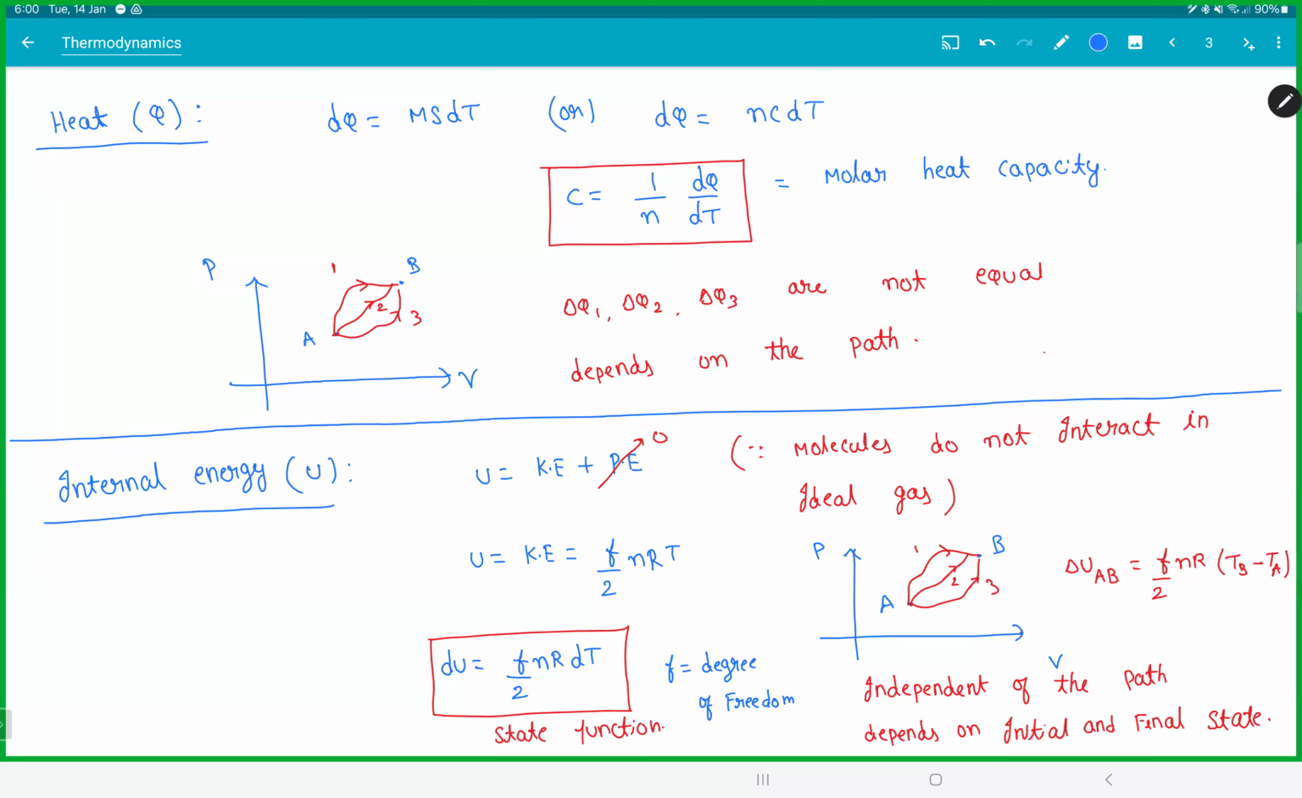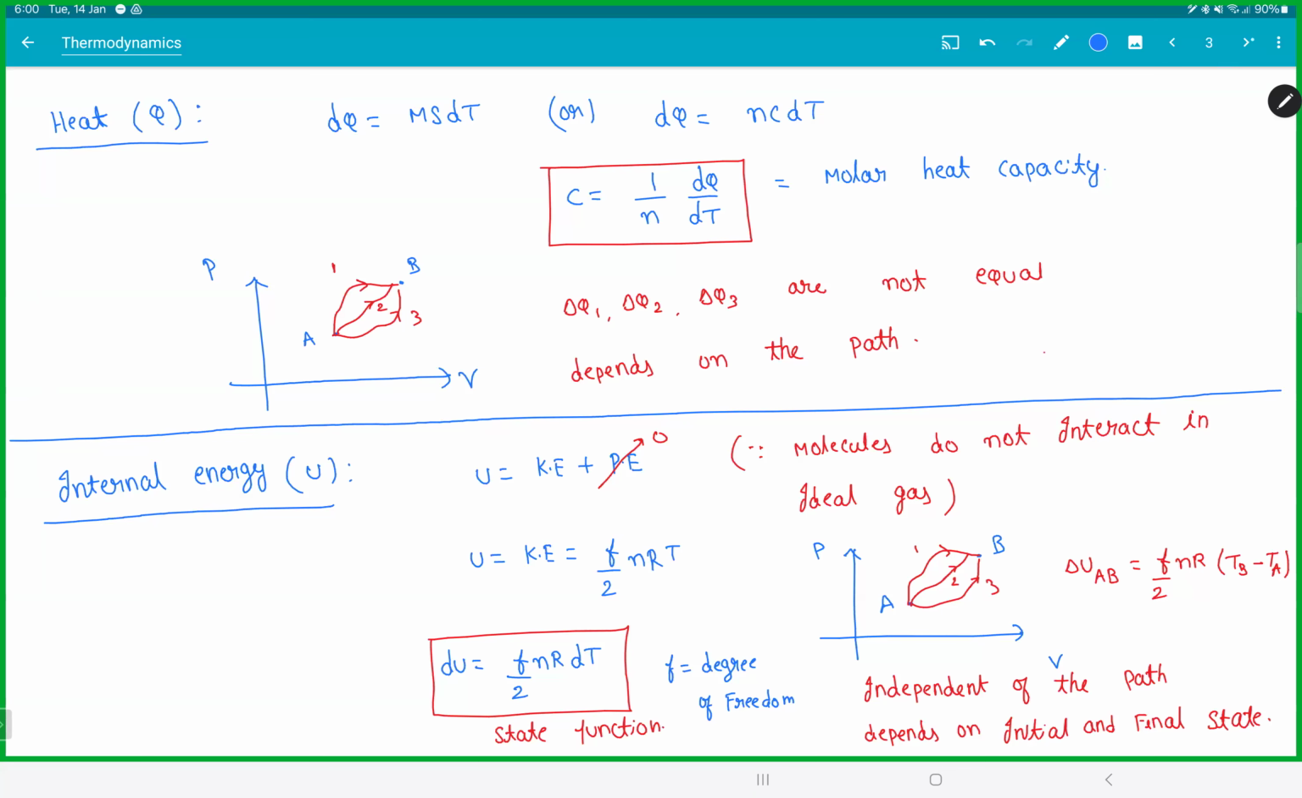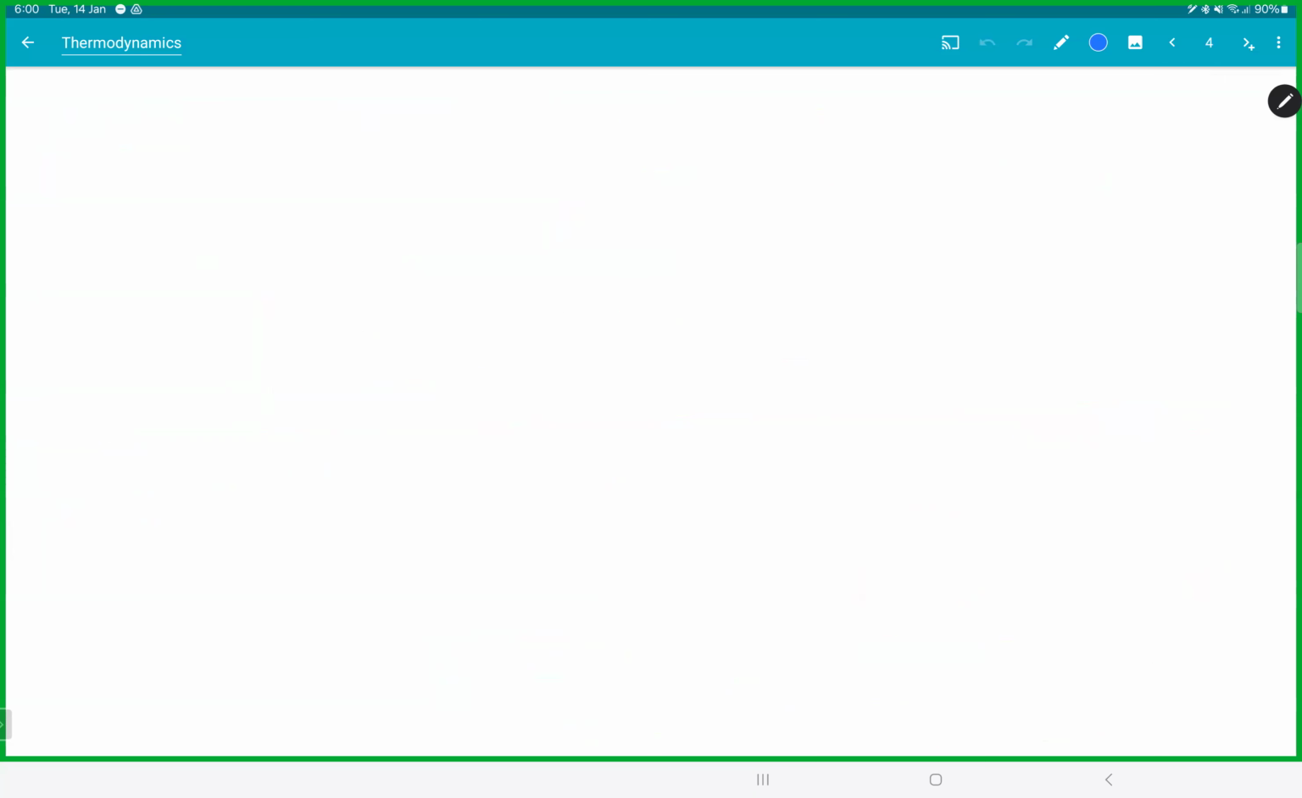So the third term, work. Out of all three, this is a little messed up one, so listen carefully. We studied heat in calorimetry. We studied internal energy in KTG. We studied work in work, power, energy. So work W would be what?